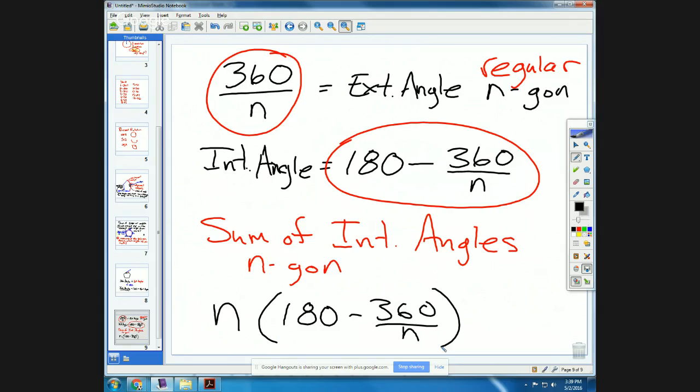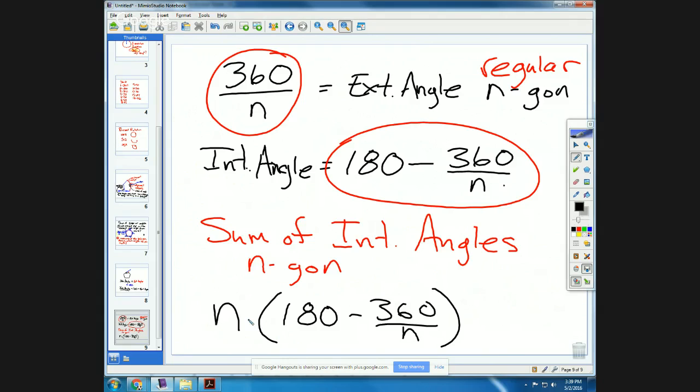So, pieces we put together again. If it's a regular n-gon, 360 over n is an exterior angle. The interior and exterior angles have to add up to 180, so 180 minus one gives the other. So we have a single interior angle. If it's an n-gon, it's going to have n of those interior angles.